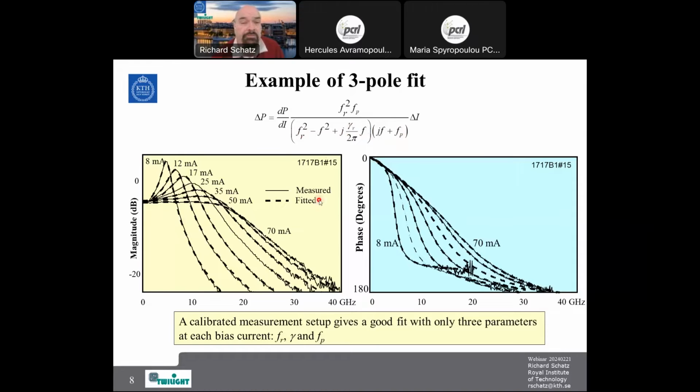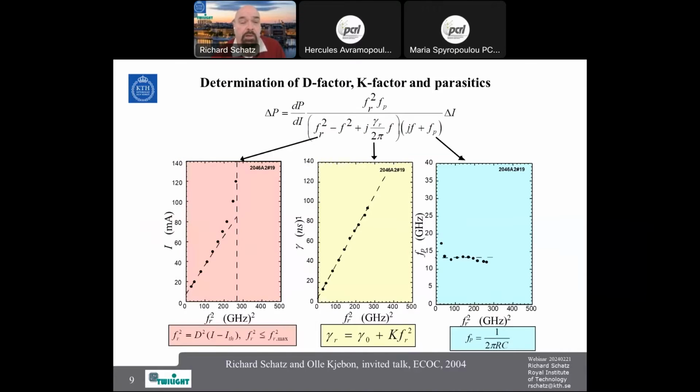And then you fit it for every bias. You measure the transfer function of your laser for different bias, and then you fit these parameters. When you have done that, you can plot these parameters, and then you remember that the resonance frequency squared was proportional to the current approximately. Here I put the resonance frequency squared as an x-axis here, and the current here as a y-axis.